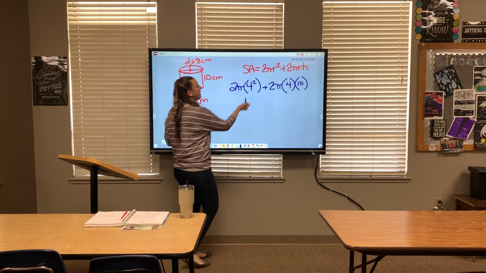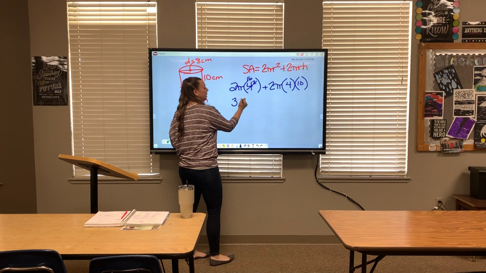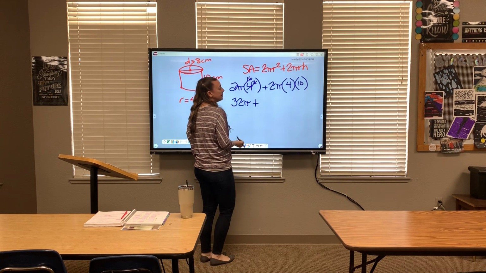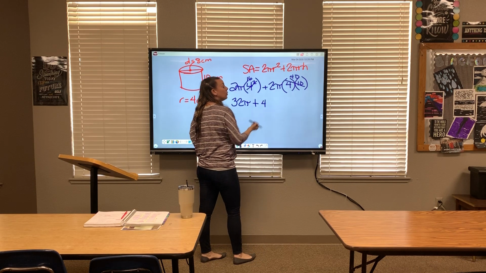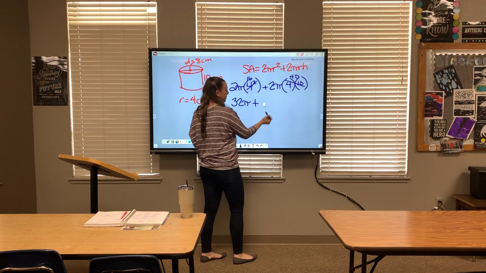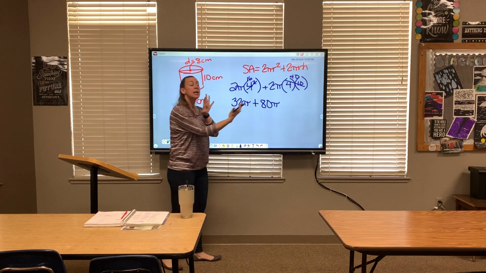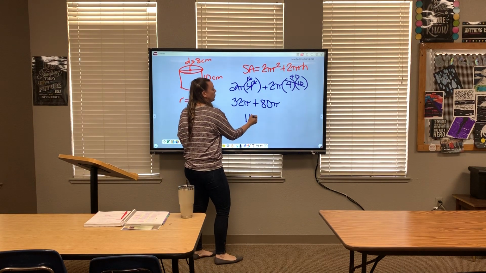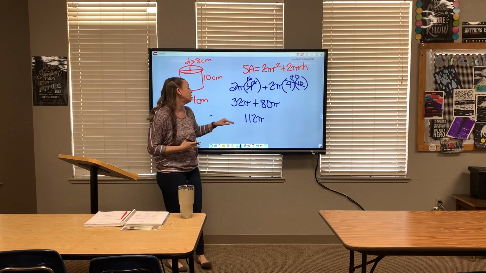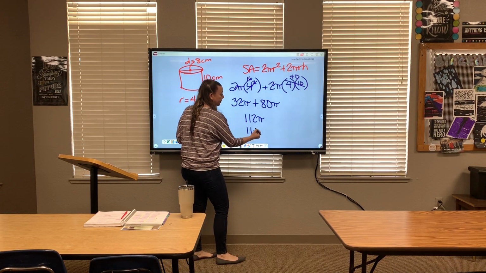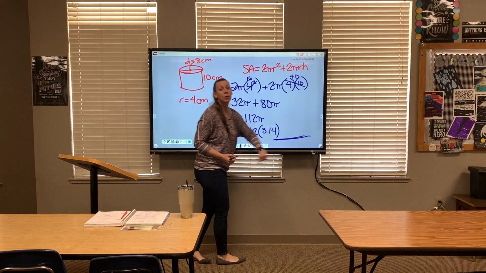Again, 4 squared, we said, is 4 times 4, so that's 16. 2 times 16 is 32 pi plus, these two are 40. 40 times 2, ooh, look what I did. 40 times 2 is 80 pi. Now I'm going to combine those, so I get 112 pi. That is not my answer, but I don't have a calculator in my hand, so you're going to do 112 times 3.14. That is going to give you your area.